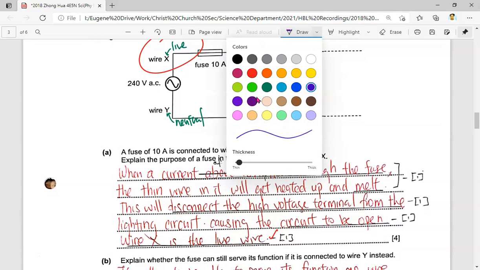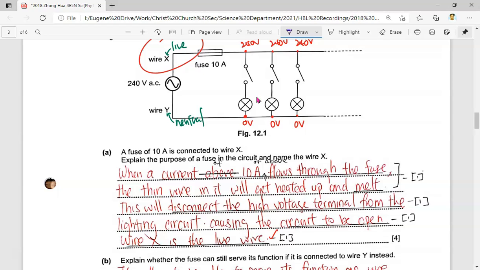Next one, we need to explain the purpose of a fuse. The purpose of a fuse is that it will disconnect the high voltage terminal from the lighting circuit when the current is too high. What I did was I give 1 mark here. First is to describe what happens to the fuse. It gets heated up and melts. That's the first point we want to see. If you want to add in the thin wire in it will get heated up and melt, I think that's a more complete answer. So that's the 1 mark that we want to see.